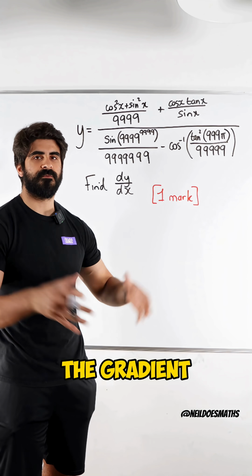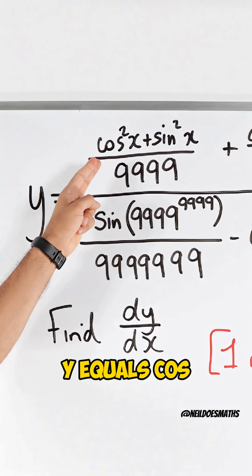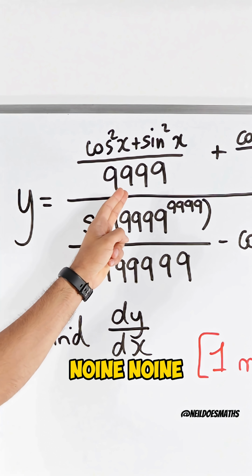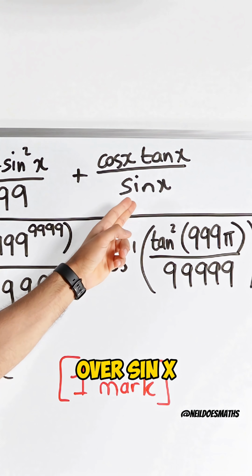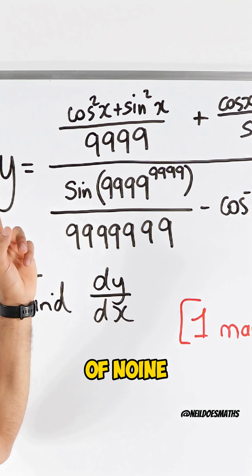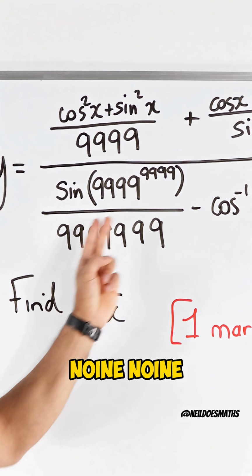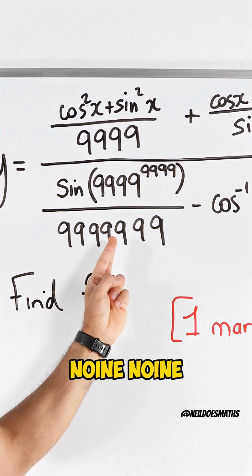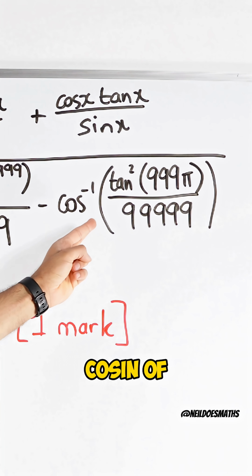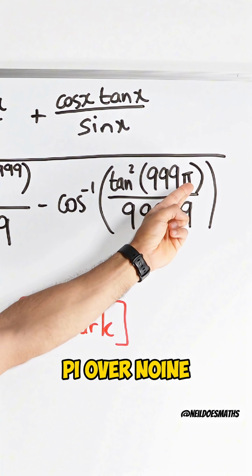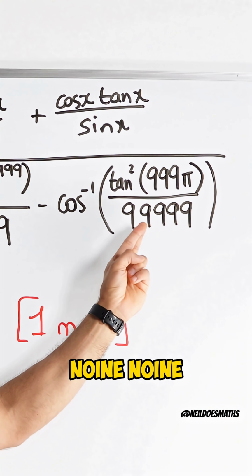Find the gradient function of y equals cos squared x plus sine squared x over 9 plus cos x tan x over sine x, all divided by sine of 9 divided by 9 minus the inverse cosine of tan squared 9 pi over 9.